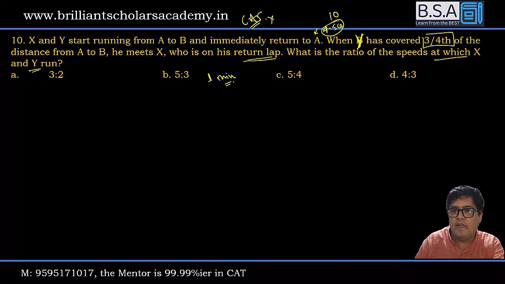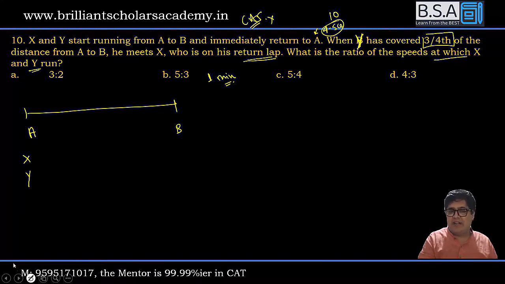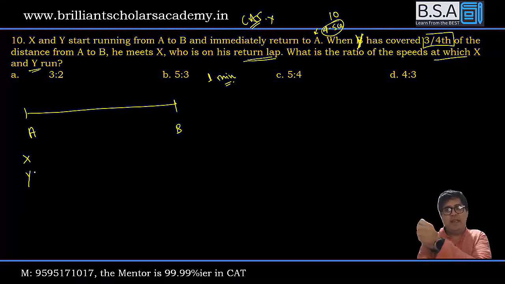I do not see any answers being commented. So here the locations have been named A and B. People are named X and Y. What is the task? Go from A to B, reach B, and then return back to A. Immediately turn back to A.